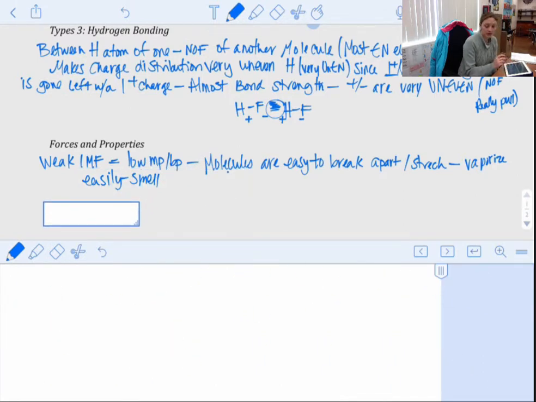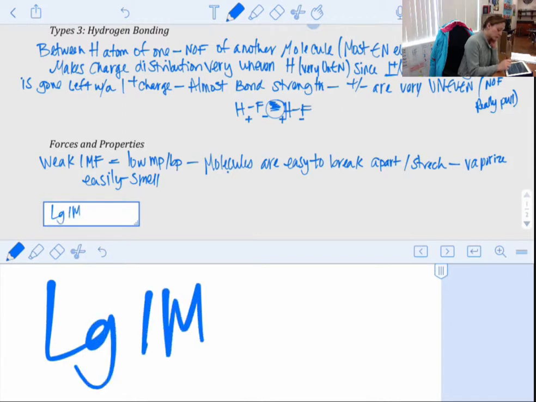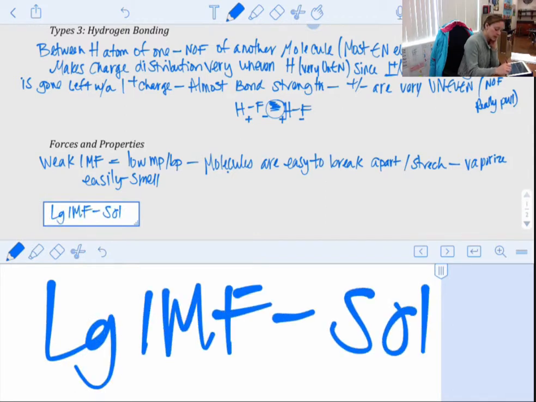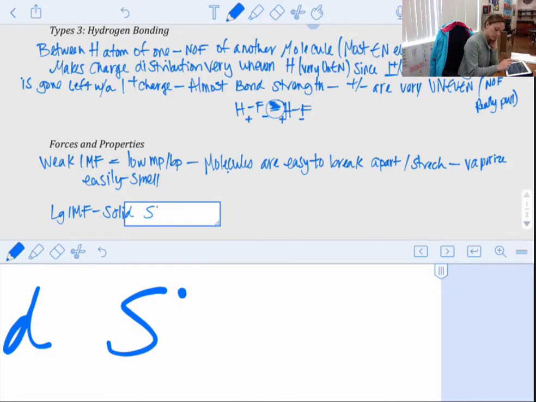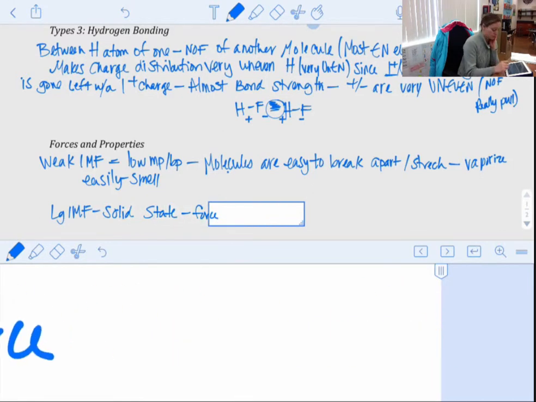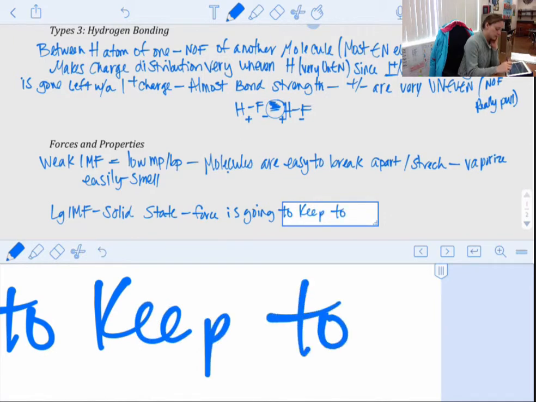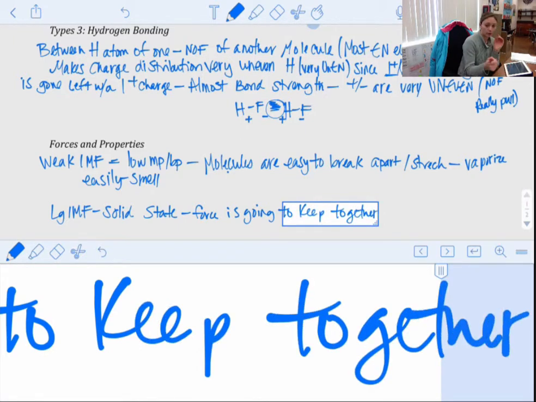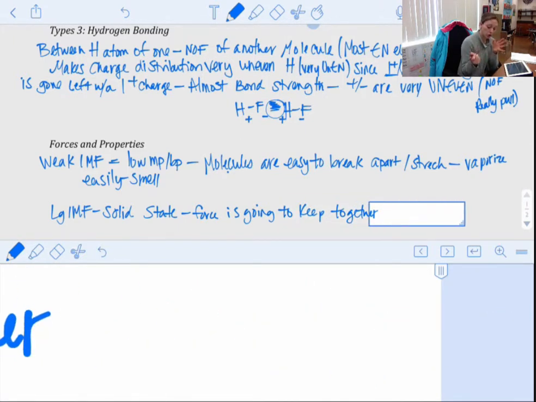The opposite then is for your large intermolecular forces. If we tie that to states of matter, a large intermolecular force is usually going to be in a solid state because that force is going to keep it together. The force holding the little molecules together is going to be really large compared to your kinetic energy.